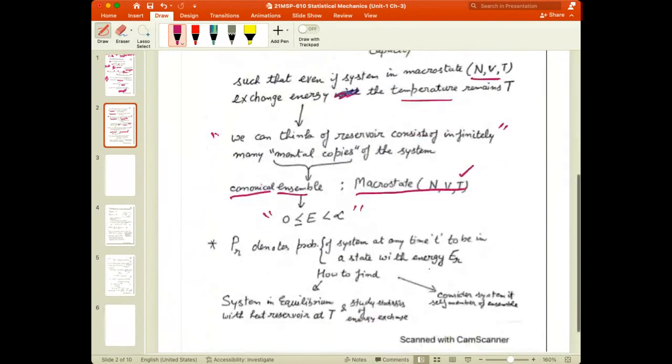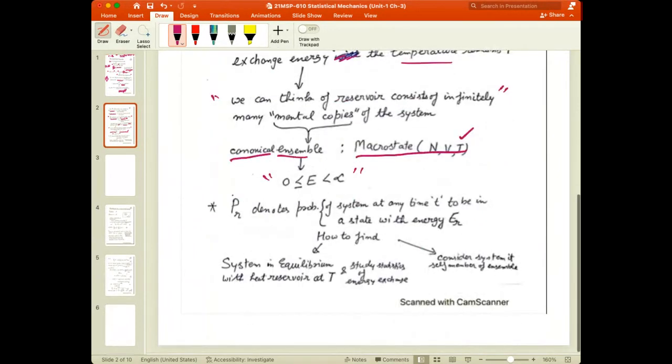So now I'm going to define one parameter, the probability P_r. Now, what does P_r mean? Let me explain, and be careful, right? These are the definitions.